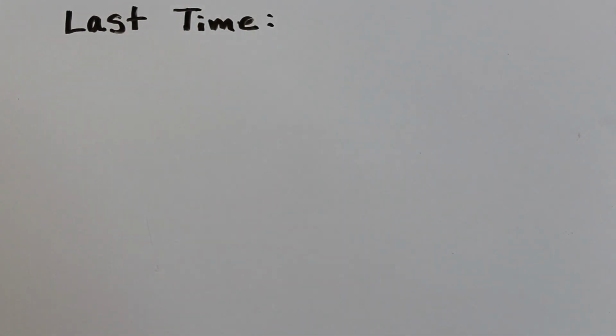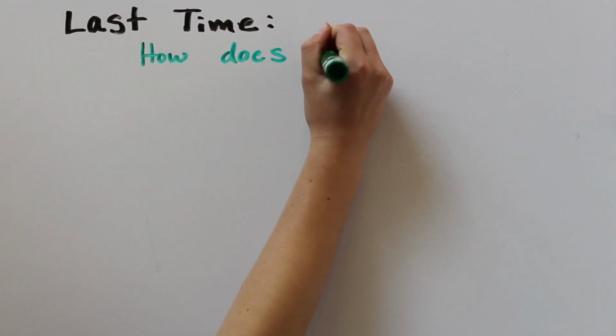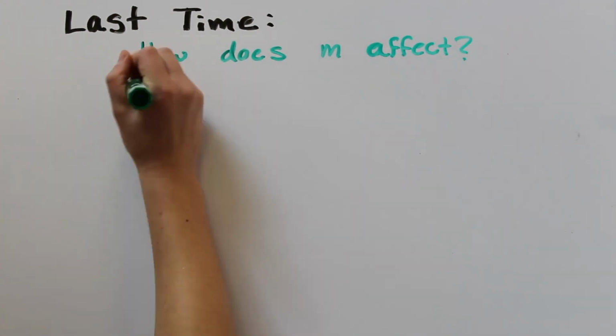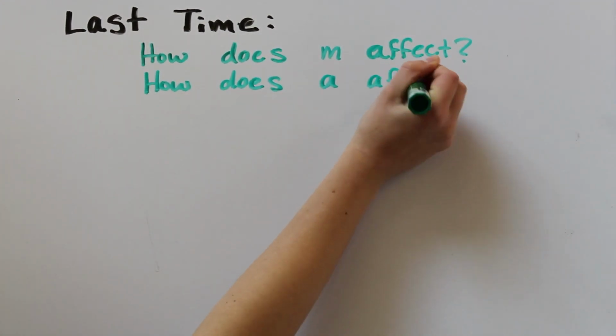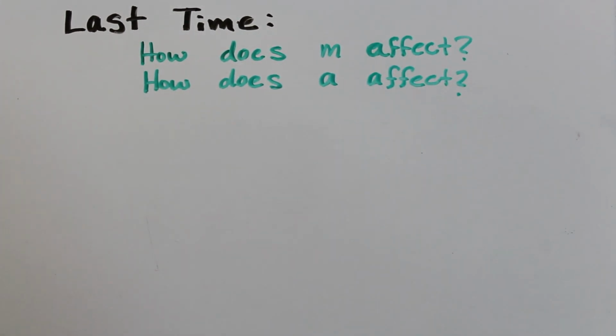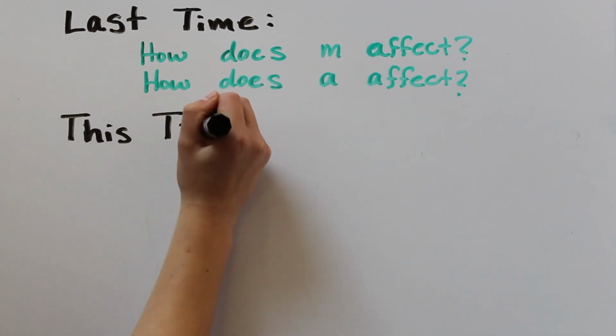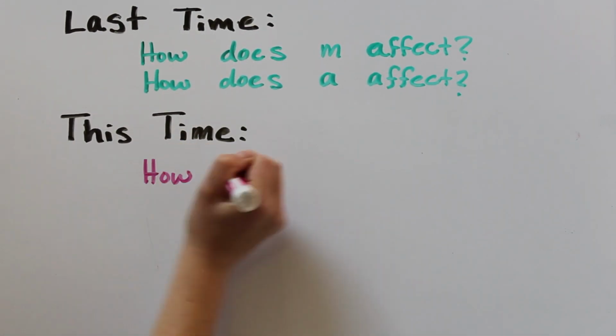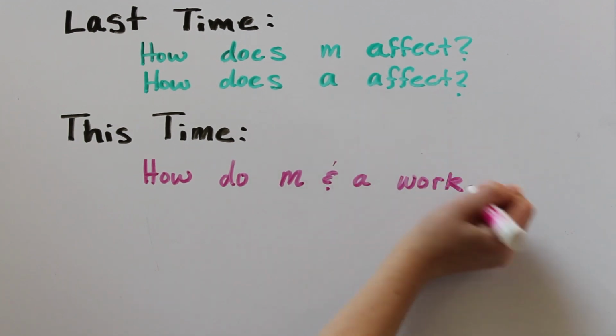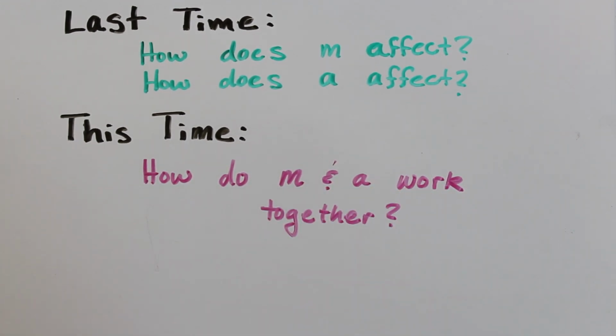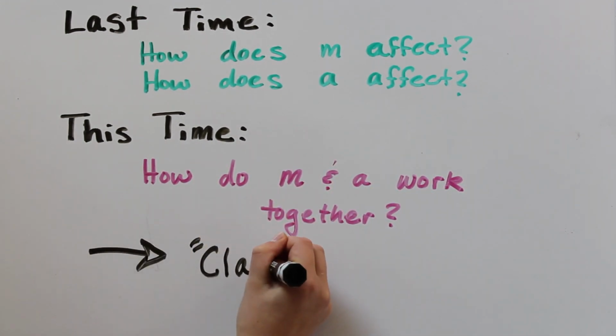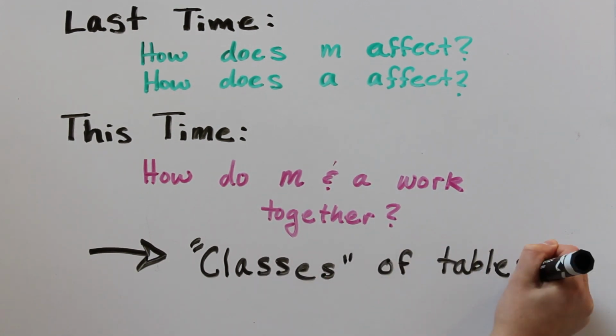So last time, we mainly explored the questions: how does the modulus affect the table, and how does the multiplier affect the table? But today, we will be looking at how M and A work together to create the picture. To begin to answer this question, we'll be looking at different classes of relationships between M and A. You'll see what I mean.